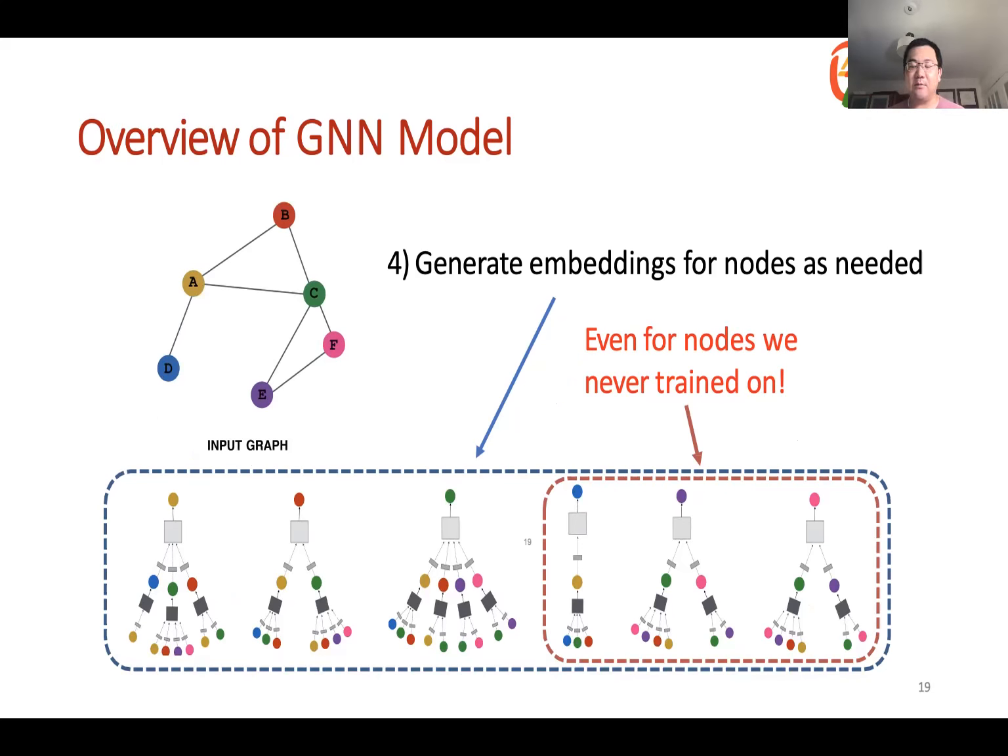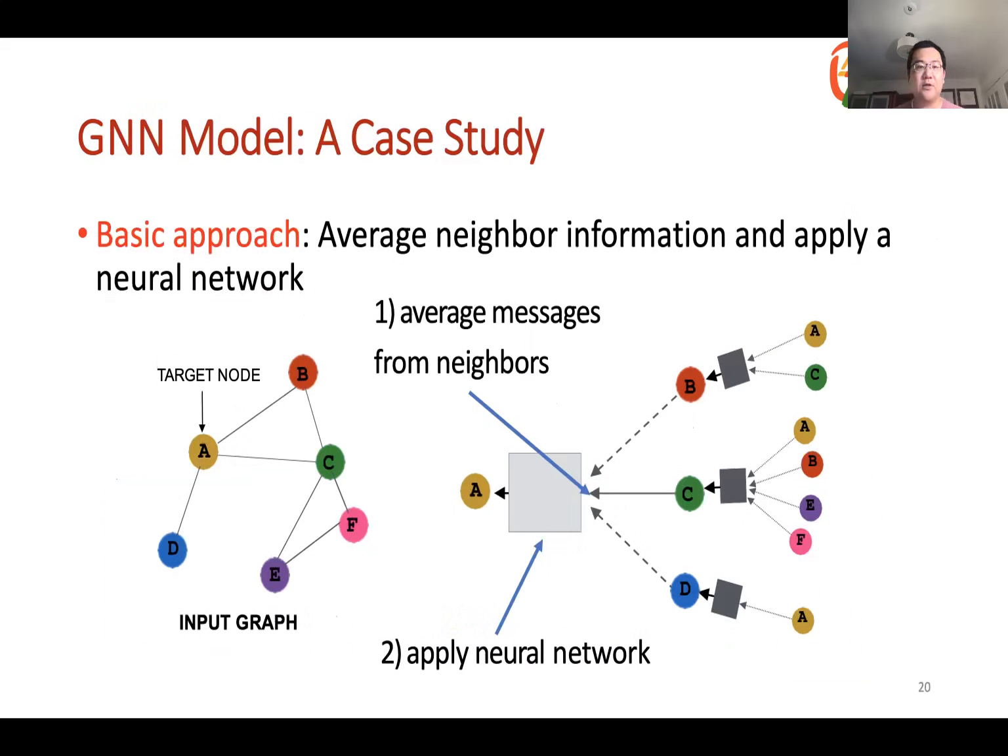One thing I have to point out is that since we are not learning a parameter model for each of the graph nodes, but instead we are learning an aggregation function, we can even generate an embedding for a node that we haven't trained on. This is also called transductive training or inductive training, and here we actually talk about inductive training. So now let's see what kind of aggregation function we can use.